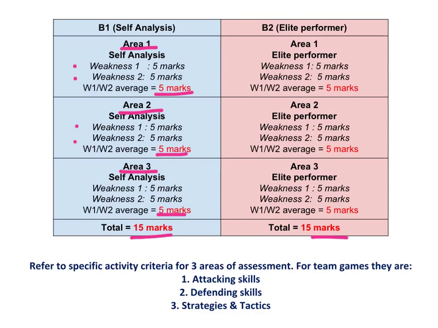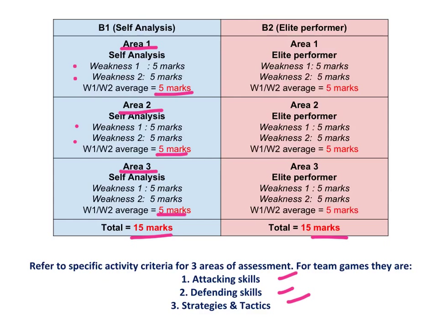You need to look up your specific criteria for your 3 areas of assessment. But in most sports, or most certainly team games, you can see them here. We've got attacking skills as area 1, defending skills as area 2, and strategies and tactics as area 3. That changes in category 2 for things like swimming and athletics, where you've got event 1 and event 2 as areas 1 and 2, and you also do strategies and tactics.